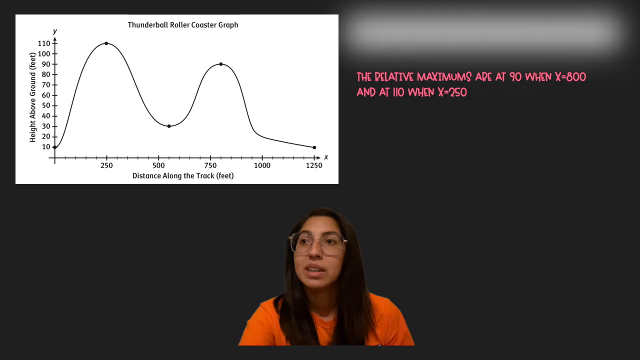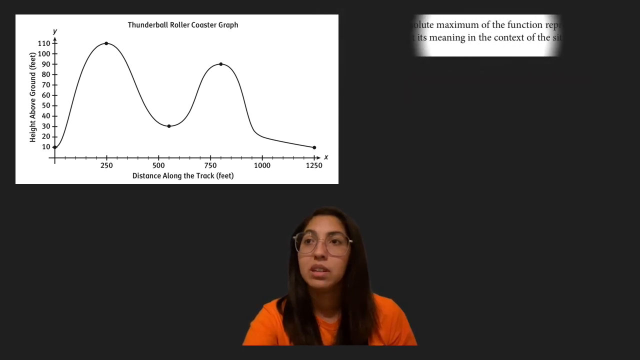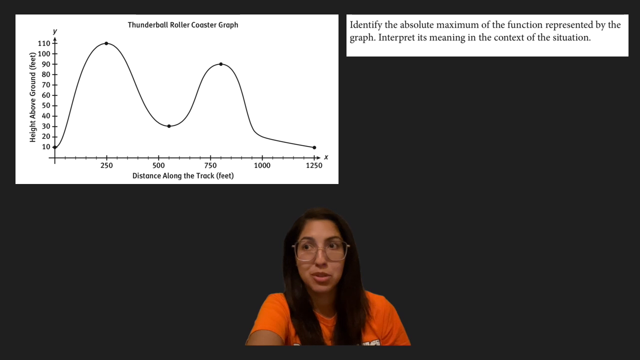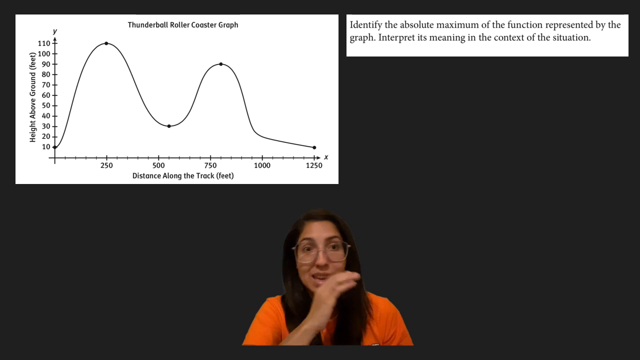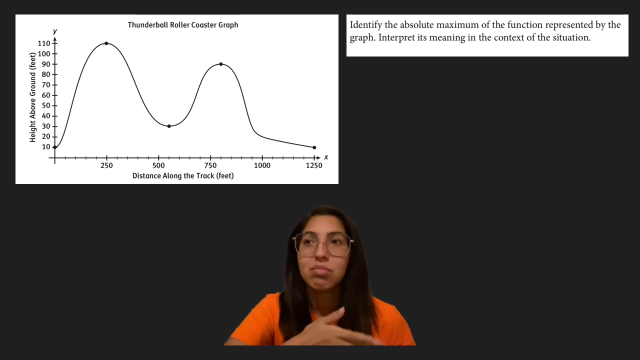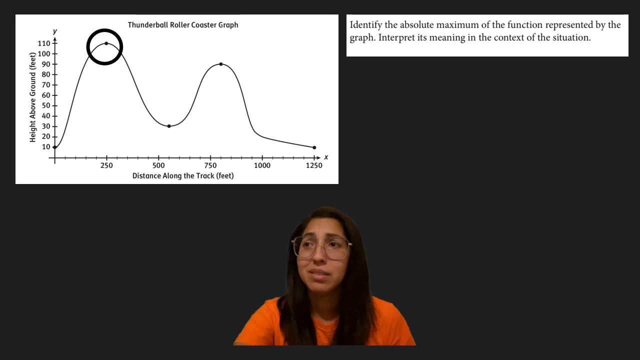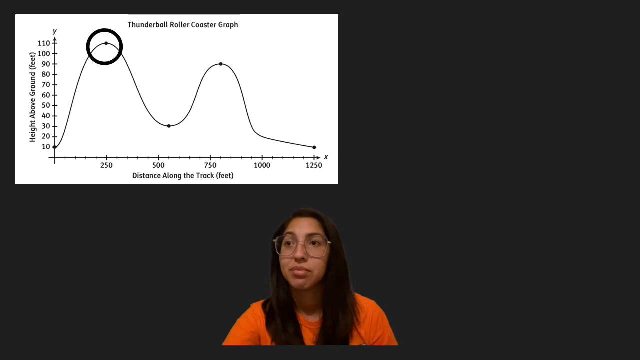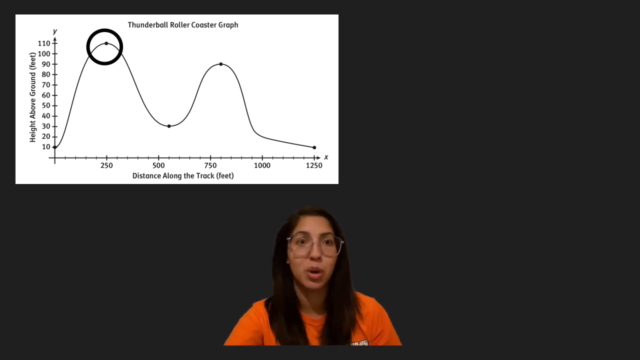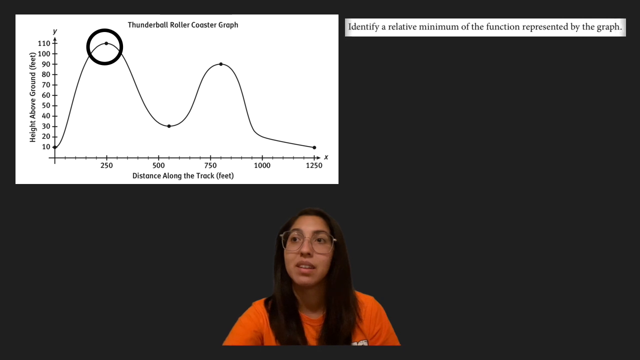So now let's look at our next question. It says, identify the absolute maximum. So now this is where we want the highest point. If there were 2 highest points that were the same height, then that would be okay. But in this case, there's only one. It's this one. This is our highest point. So the absolute maximum would be 110 when x equals 250. So the highest you're going to get off the ground is 110 feet. You're not getting any higher than that.